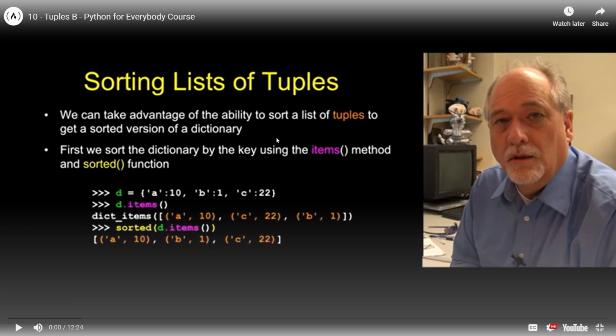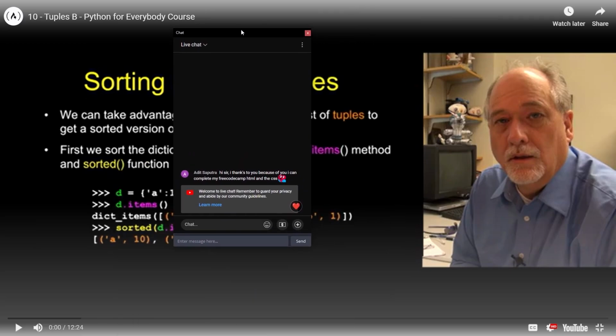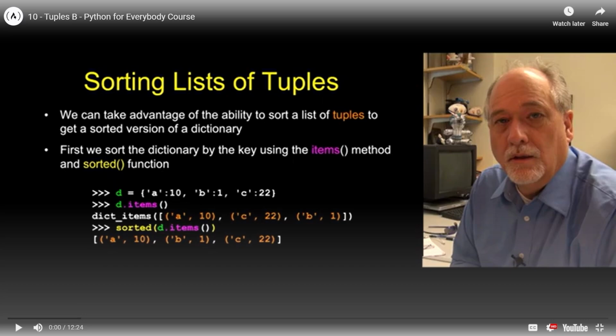Hey, Audit. I didn't even see you over there. What do we got here? It's not thanks to me. It's thanks to the efforts. Because of this, you can complete the freeCodeCamp HTML and the CSS. You're welcome. Okay. And anyway, I'm recording a video, so I'm going to show people that you said this, so they don't think I'm talking to nobody. And yeah, you're welcome, and keep working hard.